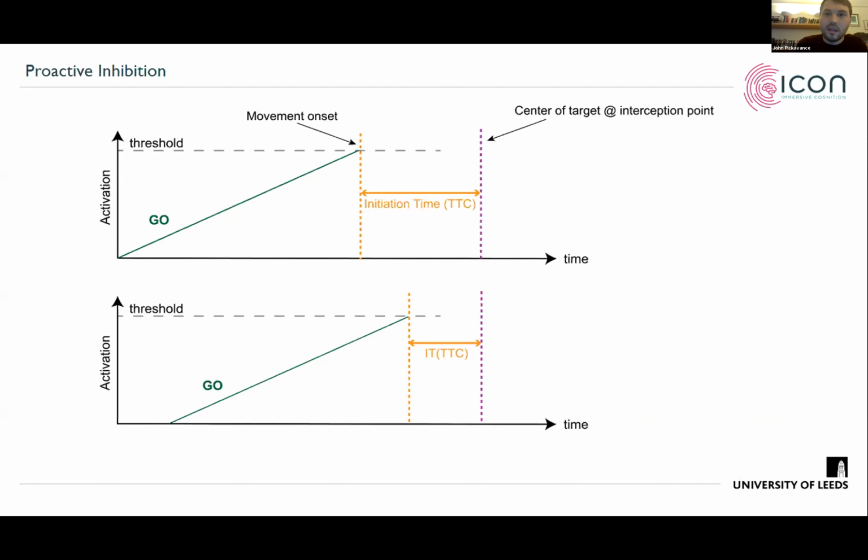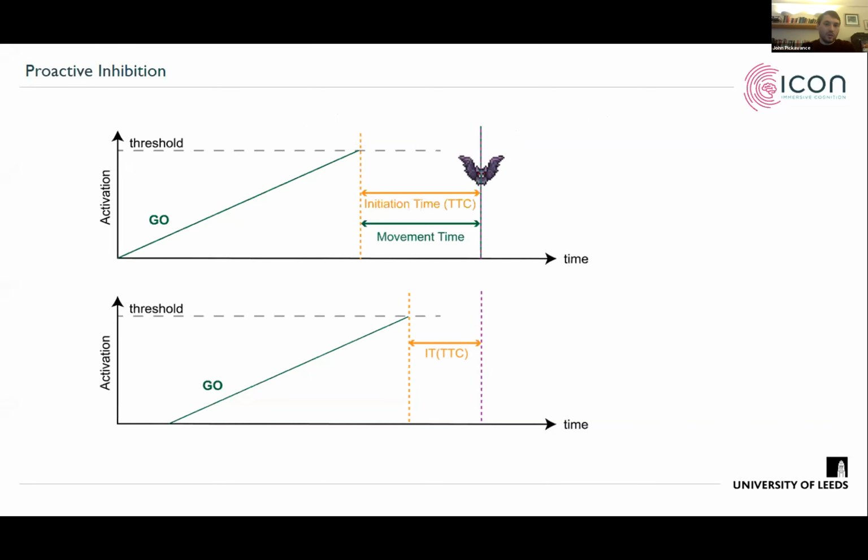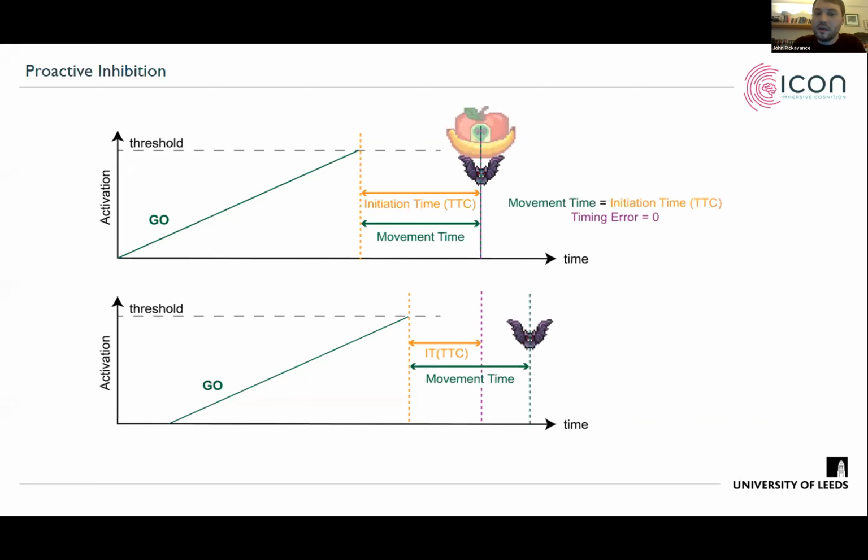Well, the purple line here represents when the center of the target would reach the fixed interceptive point. And so from when the target moves to that point, this is how I'm going to define initiation time. There's the time to contact of the target to the center of the interceptive point when the bat moves. And if we move at a movement time that's equal to that time, then we're going to strike the target perfectly through the center with a timing error of 0. But in the case that we delay our initiation, what's going to happen? If we move at the same movement time, we're going to arrive later at the target.